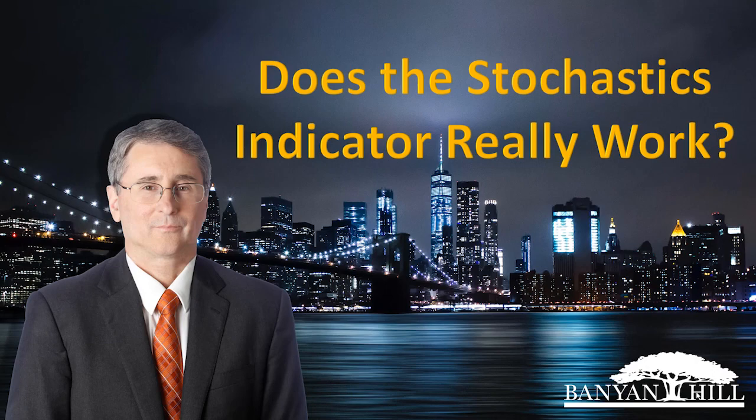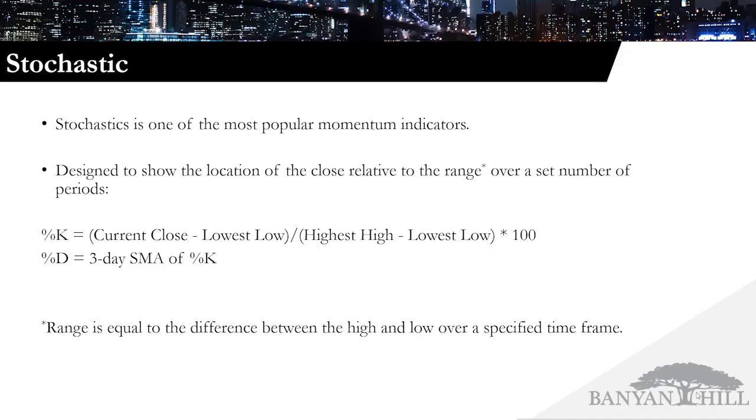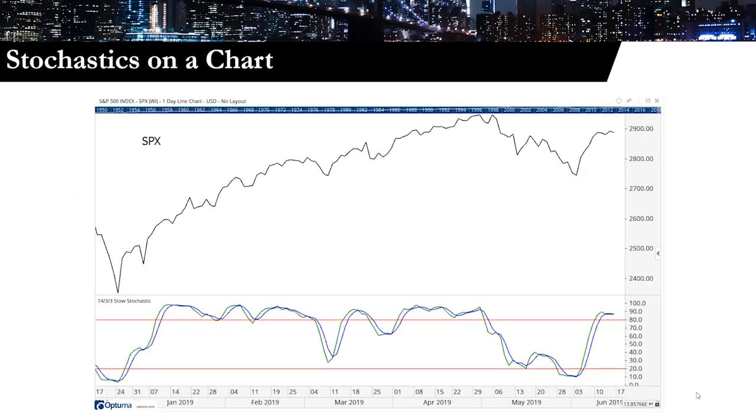First of all, the stochastic is one of the most popular momentum indicators. There's the formula for it. It's designed to see where the close is relative to the recent price action. And strictly speaking, it's the close relative to the range, being the difference between the high and the low over the time frame. Here's what it looks like on a chart.